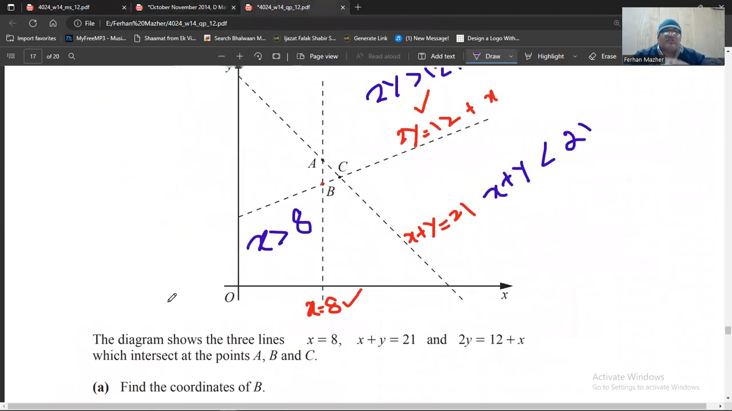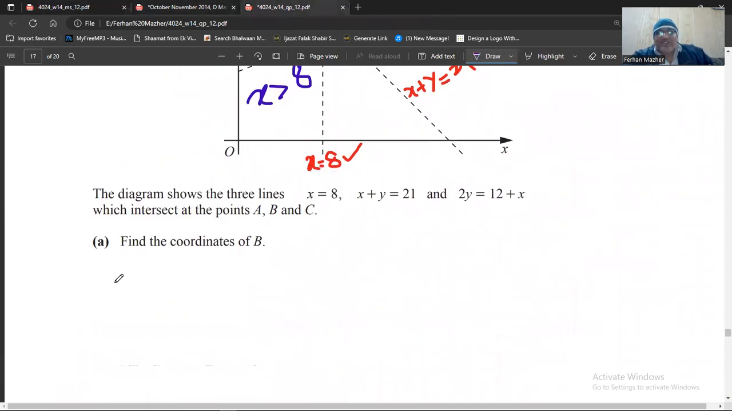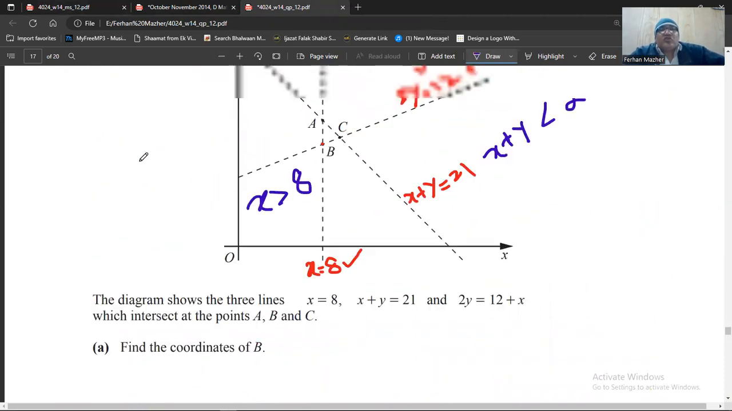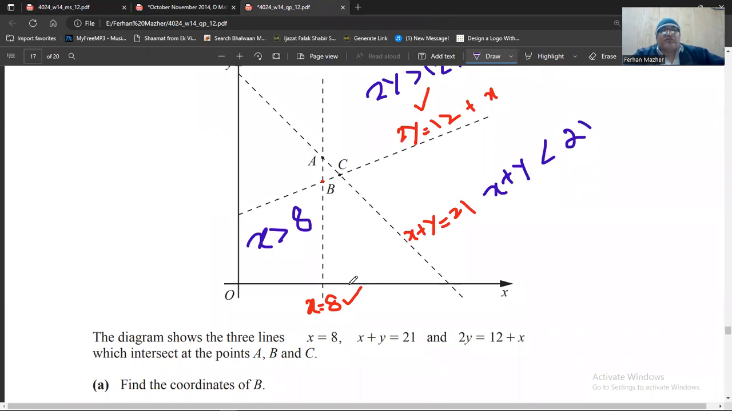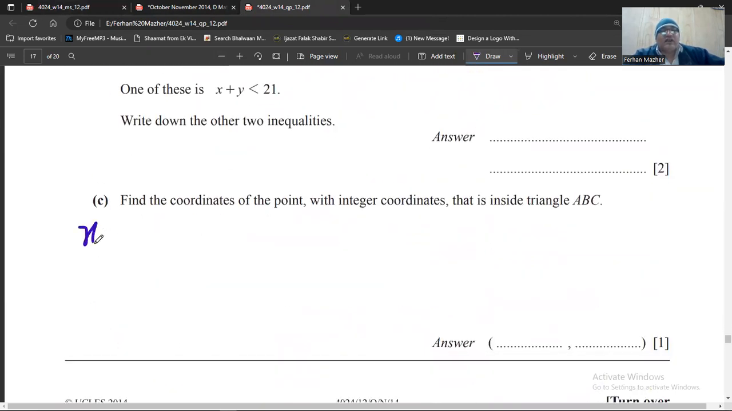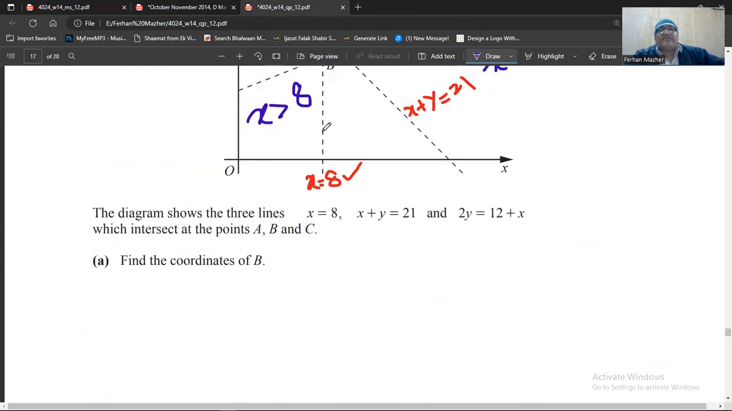Okay, this is how I have done this. I have tried to explain it to you also. Then the C part, he says find the coordinates of the point with integer coordinates that is inside the triangle ABC. Okay, so one thing I know is that the x value should be more than 8. So suppose x is equal to 9, because one inequality tells me that the x value should be greater than 8. So x will be 9.